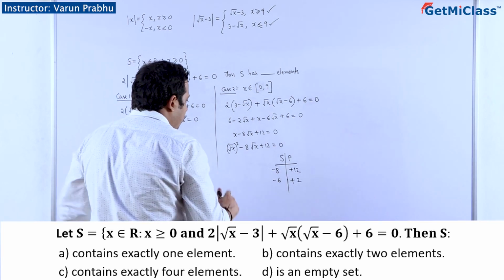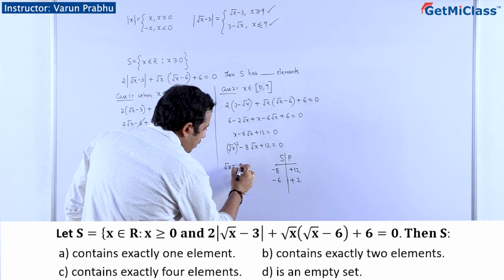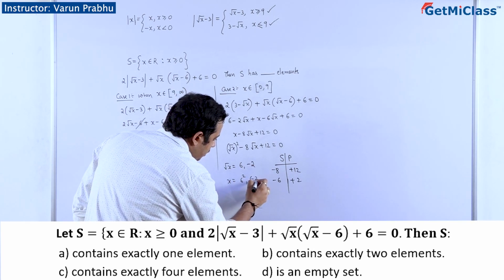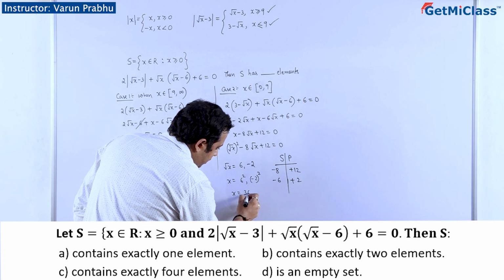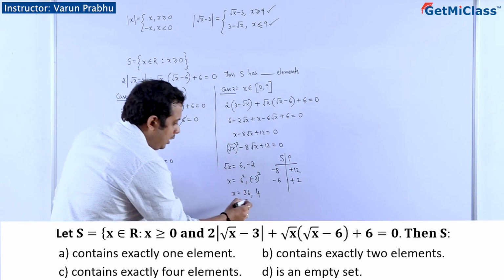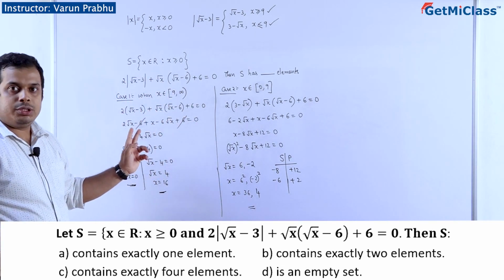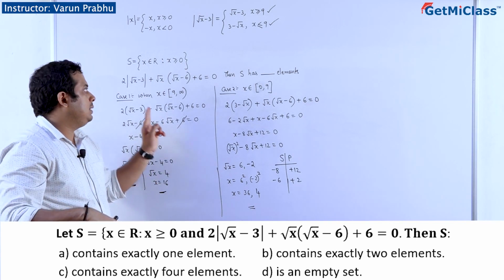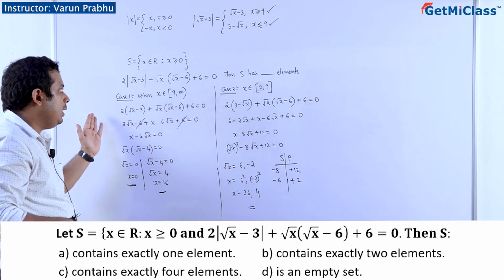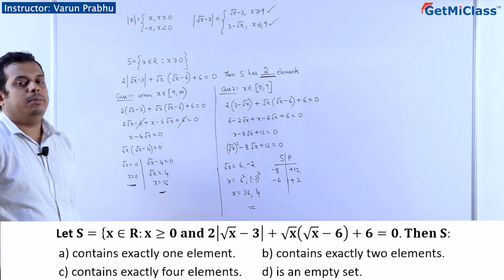So what will be your answer for root x? Root x value will be equal to either 6 or 2. So x value will be equal to 6 square or 2 square. So x will be equal to 36 or 4, correct or not? Here we are getting 2 solutions, 36 and 4. See, in both the cases, we are getting how many solutions? 2 solutions or 2 values or 2 elements. So if you consider case 1, then case 2 will not be valid. If you consider case 2, then case 1 will not be valid. So basically the set S will have how many elements now? 2 elements is the answer to the question.